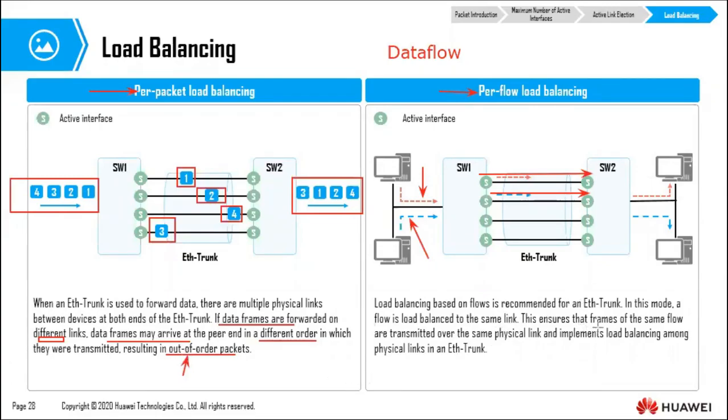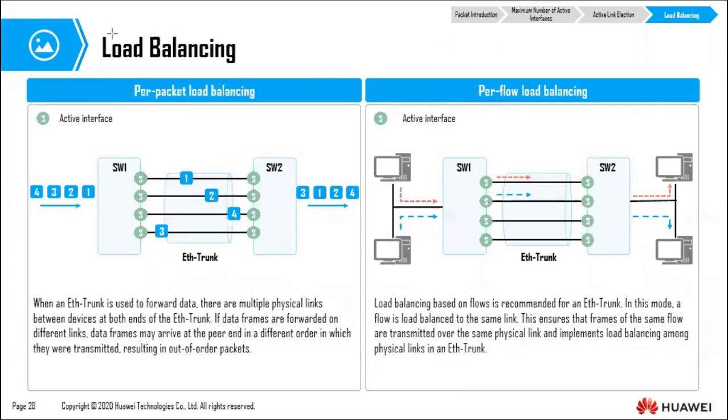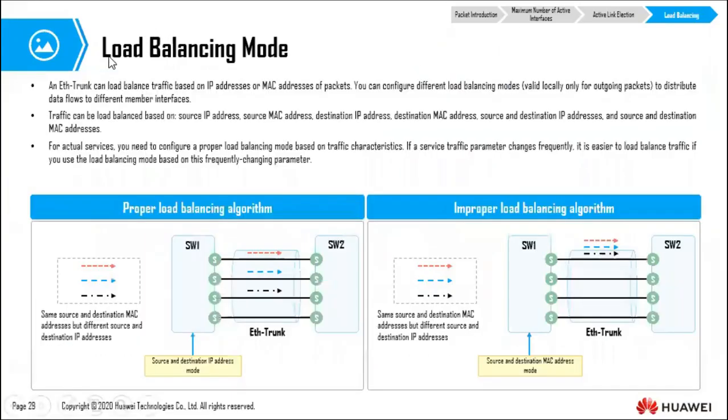So this ensures that frames of the same flow are transmitted over the same physical link and implement load balancing among the physical links in the Ethernet trunk. So those are the two ways in which we can forward packets on the physical links. So per packet load balancing and per flow load balancing. Okay.